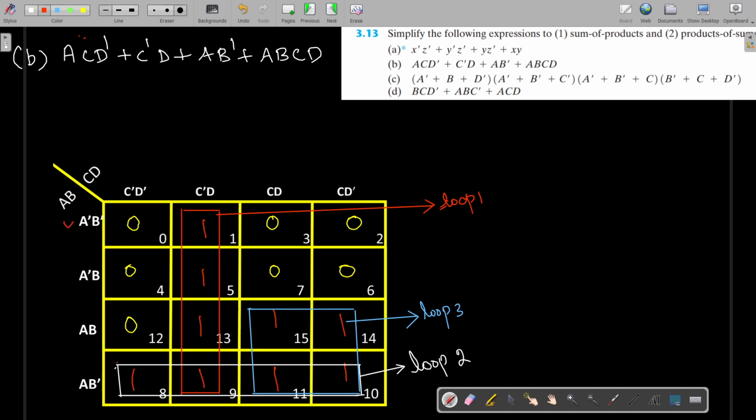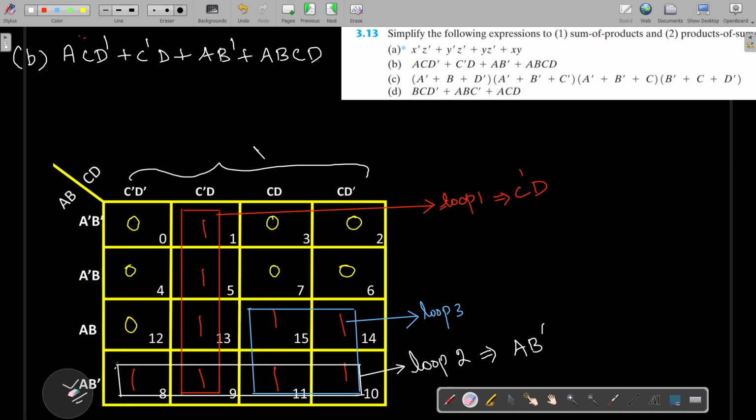So for loop 1 it is A dash B dash, A dash B, A B and A B dash. All the 4 rows are covered. Here this column is covered. So all 4 rows are covered means this is 1. Column wise it covers C dash. Then we go for loop 2. So for loop 2 it covers row wise this one, column wise all these 4 columns are covered. So it is 1. Here it is A dash, A, B dash. So the answer for this loop 2 is A B dash.